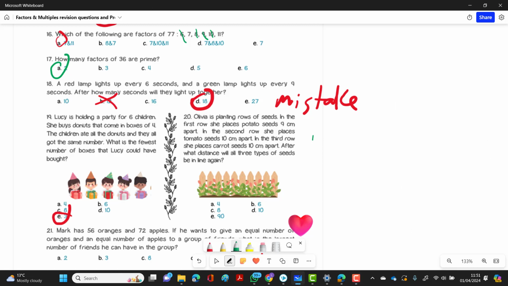Okay, so let's go here. She plants the first row. So let me just highlight key information, so it makes it easier. First row is 9 centimeters, second row is 10 centimeters, and the third row is 10 centimeters apart again. So that's 3 rows. First row is 9. Second row is 10, and third row is 10 as well.